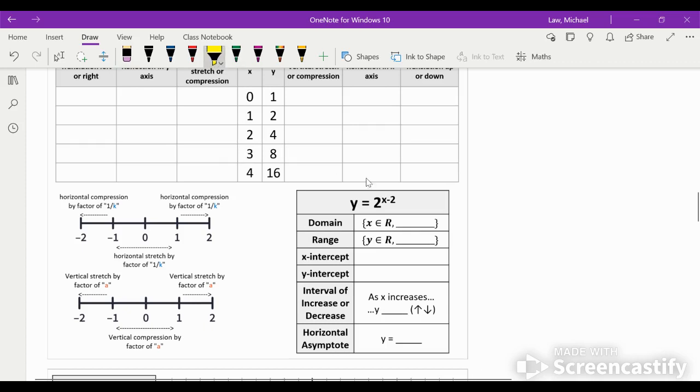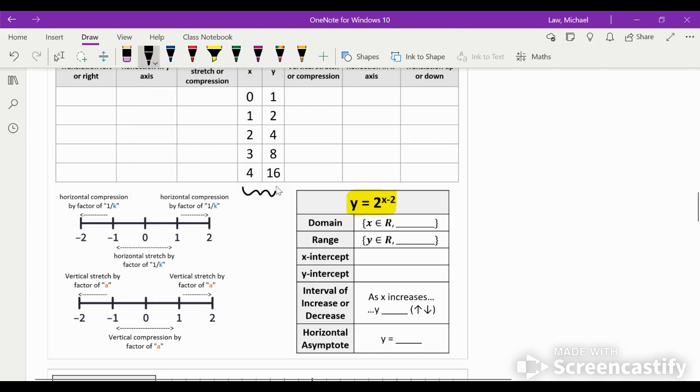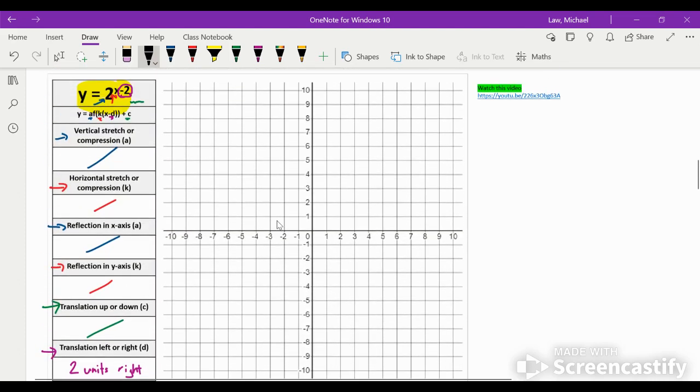In this example, we'll be graphing this transformed exponential function. But before we do that, let's graph the original function. And the original function was y equals 2 to the power of x. And I've created a table of values for you already. So let's start by graphing this table of values.